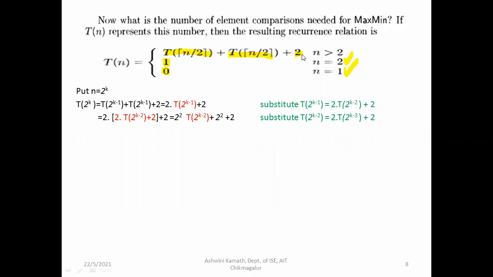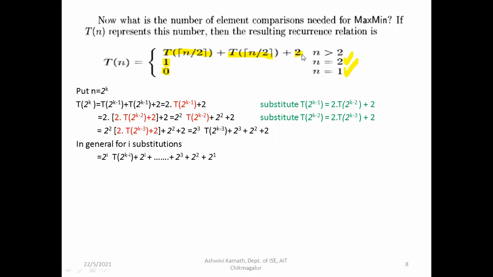Again substitute T of 2 to the power of k minus 2 is equal to 2 into T of 2 to the power of k minus 3 plus 2. So we'll get 2 square into 2 T of 2 to the power of k minus 3 plus 2, plus 2 square plus 2, which is equal to 2 cube into T of 2 to the power of k minus 3 plus 2 cube plus 2 square plus 2. So in general, for i substitutions, we'll get 2 to the power of i into T of 2 to the power of k minus i plus 2 to the power of i plus so on up to 2 to the power of 1.